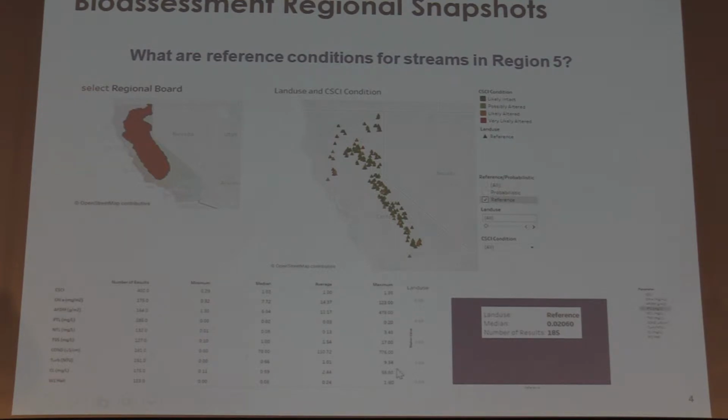And then also on this dashboard, there's a bar graph, which is just another way of showing what the median result is for all the different parameters that were collected at each of these sites. And so there's radio buttons to select for CSCI, chlorophyll a, ash-free dry mass, total phosphorus, total nitrogen, so you could select on a specific parameter if you want to look at just that.